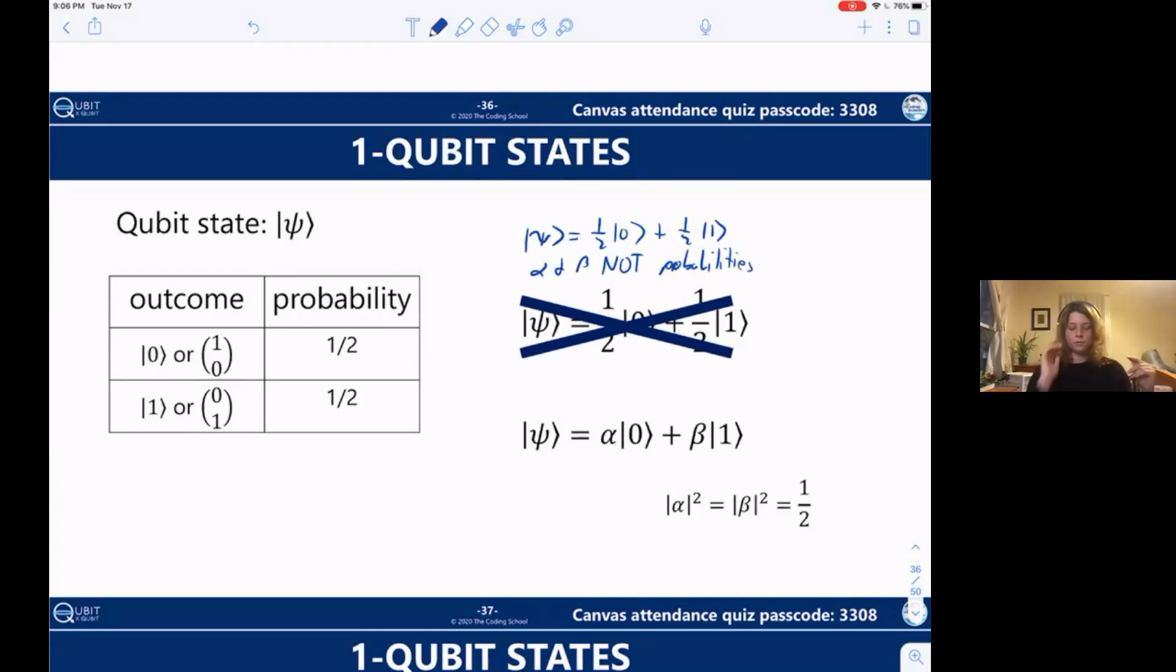And the requirement for a probability amplitude is that the total sum of the probability amplitudes, is that the sum of all of the amplitudes squared.